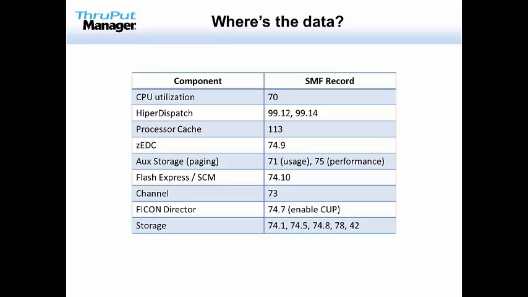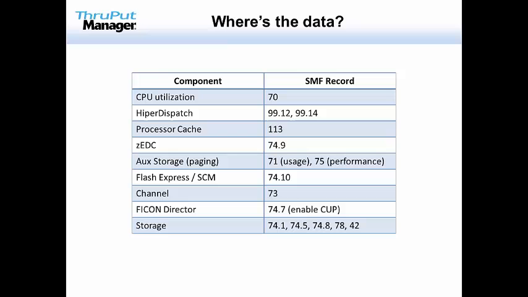Flash Express, also new, another subtype for the 74. I believe this just comes out in 2.2, but very nice, giving you some statistics if you're using that storage class memory within your machine channel. The old 73s should have those on. FICON Director, you do have to enable the CUP feature if you're not doing this within your FICON Director, but these are those stats I mentioned earlier, giving you any errors on the ports or buffer overruns, things like that are in those records. And finally, all kinds of stuff on storage.